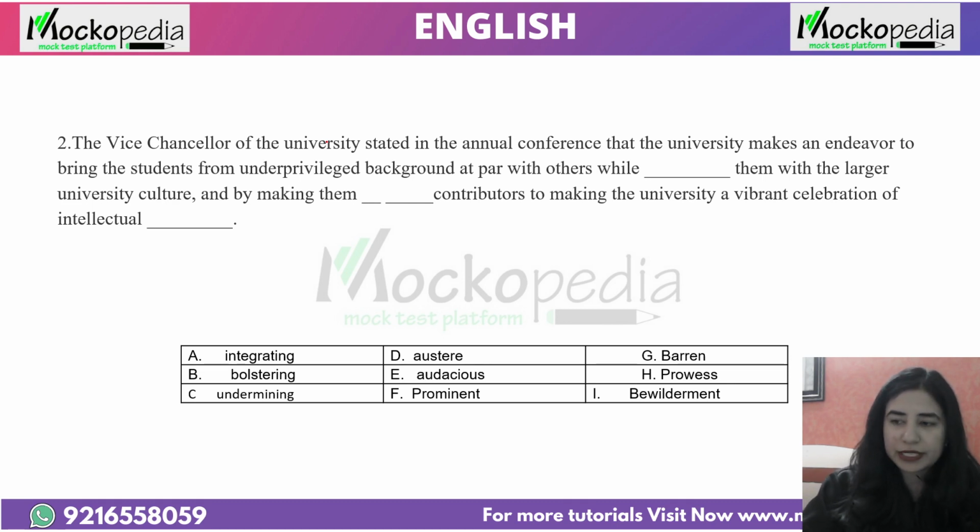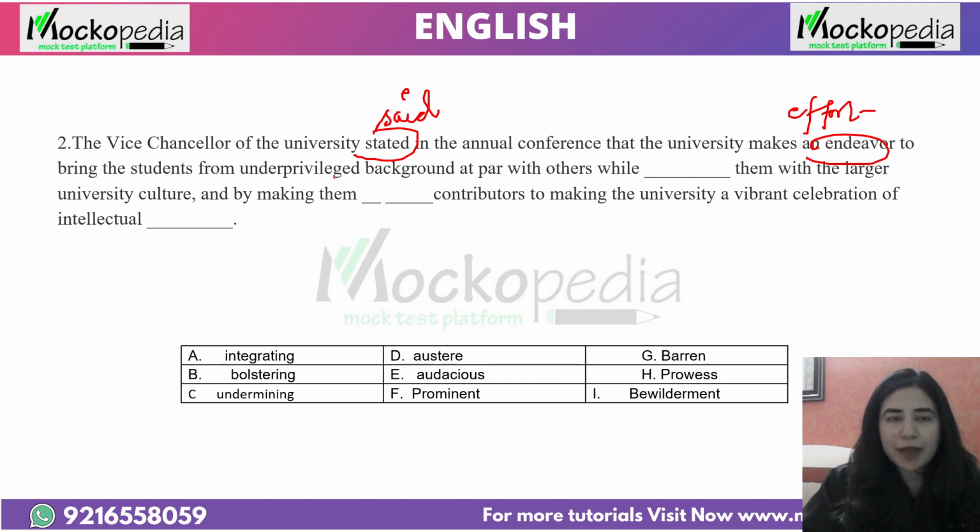So let's begin with the discussion. The Vice Chancellor of the university stated, means said, in the annual conference that the university makes an endeavor. Endeavor is effort to bring the students from underprivileged background at par, that means equality, and underprivileged, that means who are not having the privilege, right? With others while dash them. So there is this transition while.